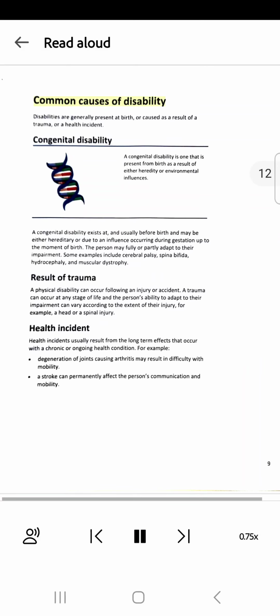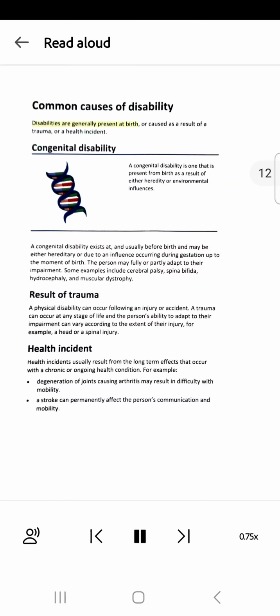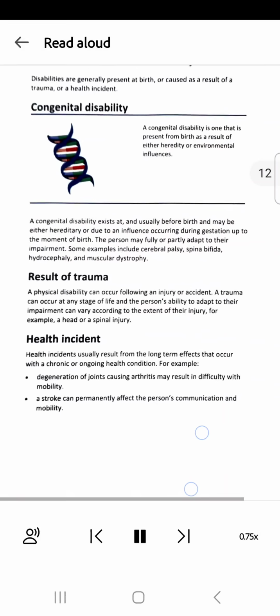What actions are limited? What effect does this have on their life? Slide 8. Common causes of disability. Disabilities are generally present at birth or caused as a result of a trauma, or a health incident. Congenital disability. A congenital disability is one that is present from birth as a result of either heredity or environmental influences. A congenital disability exists at, and usually before birth, and may be either hereditary or due to an influence occurring during gestation up to the moment of birth.